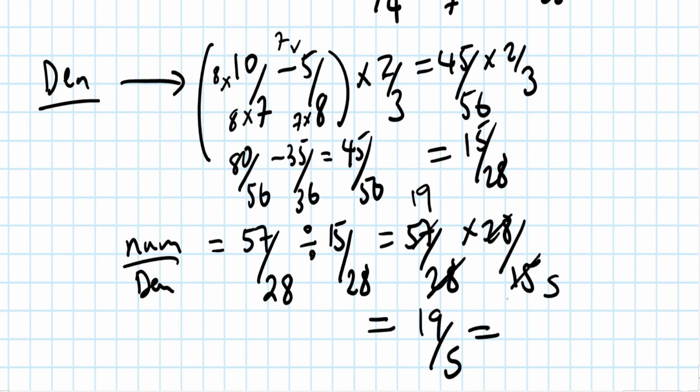As an improper fraction, 5 goes into 19 3 times, giving you a remainder of 4. So it's going to be 3 and 4 over 5. As simple as that.